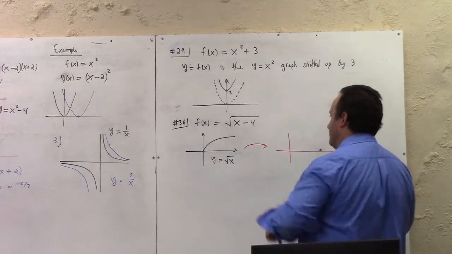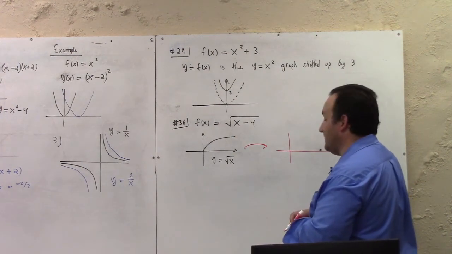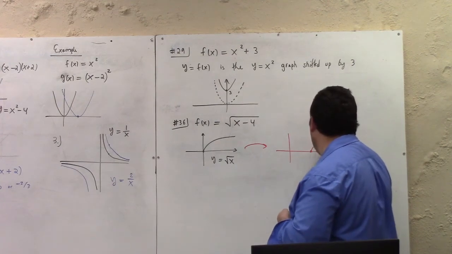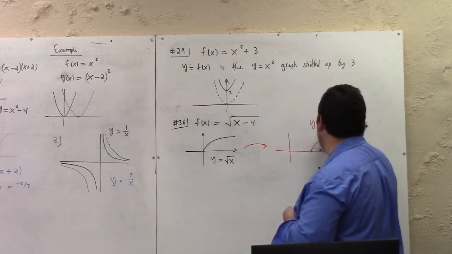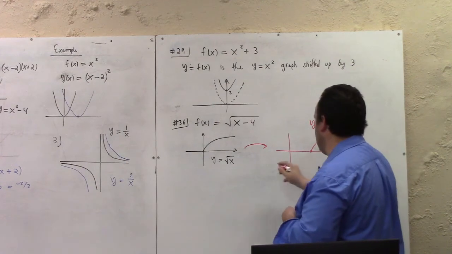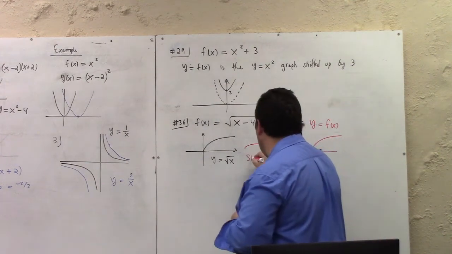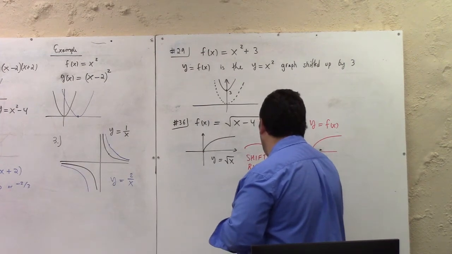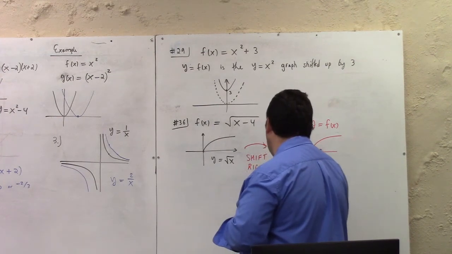What would this look like? Shift 4 which way? To the right. Right. So we shift right by 4.